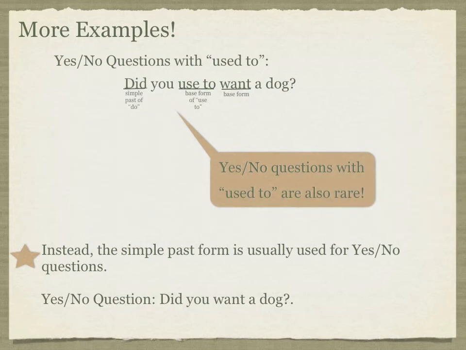And again, lucky for you, yes-no questions with used to are also rare. So instead, the simple past form is usually used for yes or no questions. So instead of saying, "Did you used to want a dog?", you can simply ask, "Did you want a dog?"